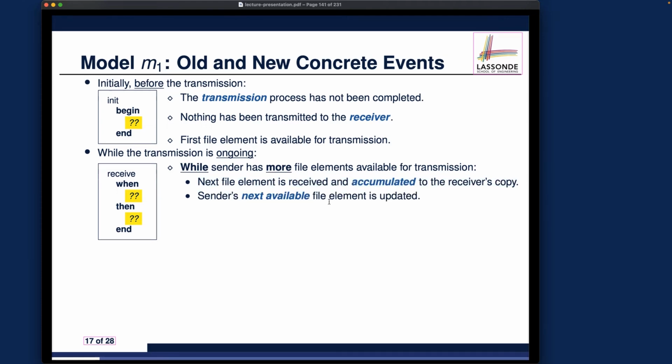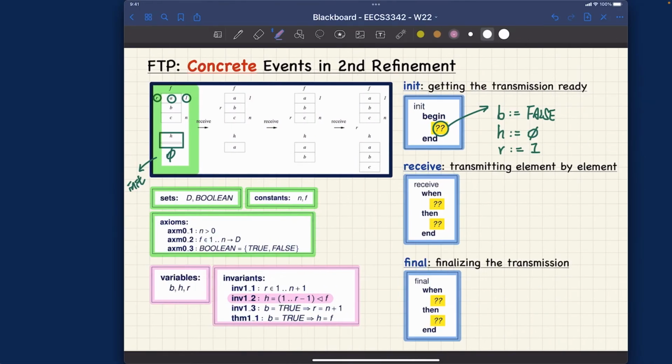And the next one, the sender's next available file element is updated, meaning that, let's say, if the second element has been transmitted, the pointer R should be updated to 3, just for the next receive event to occur. And how do we turn these two informal descriptions into formal actions? Let me visualize them to you so you will have some idea, so you can pause the video and put down your answer. Okay, let's take a look.